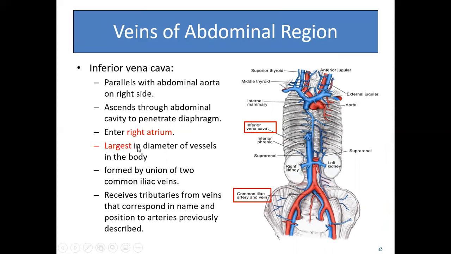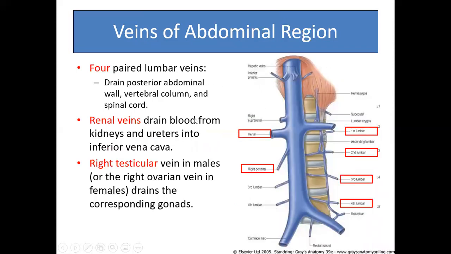The inferior vena cava is the vessel largest in diameter in the body, and it is formed by the union of the two common iliac veins. You can see here the common iliac veins, the right common iliac and the left common iliac, the blue ones. It receives tributaries from veins that correspond in name and position to the arteries previously described. And then we also have the four lumbar veins.